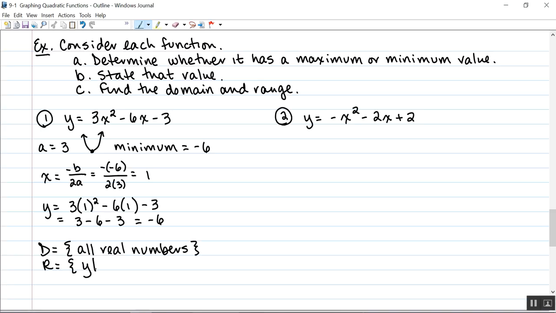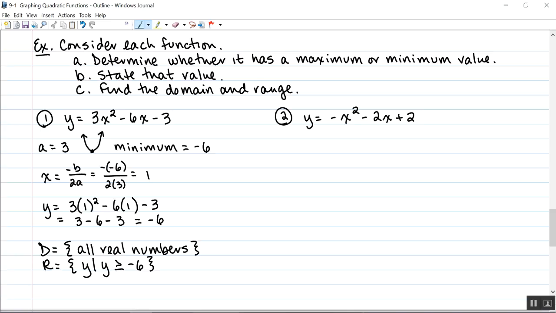So I'm going to write the set of all y such that y is, now because my vertex is a minimum and my graph opens upwards, it's going to be greater than or equal to whatever that minimum value is. So my range is the set of all y such that y is greater than or equal to negative 6. So whatever the y of my vertex is, that's the number that goes in here. Since it opens upward and all of the other y values are going to be greater than that or equal to it, it's going to be greater than or equal to.